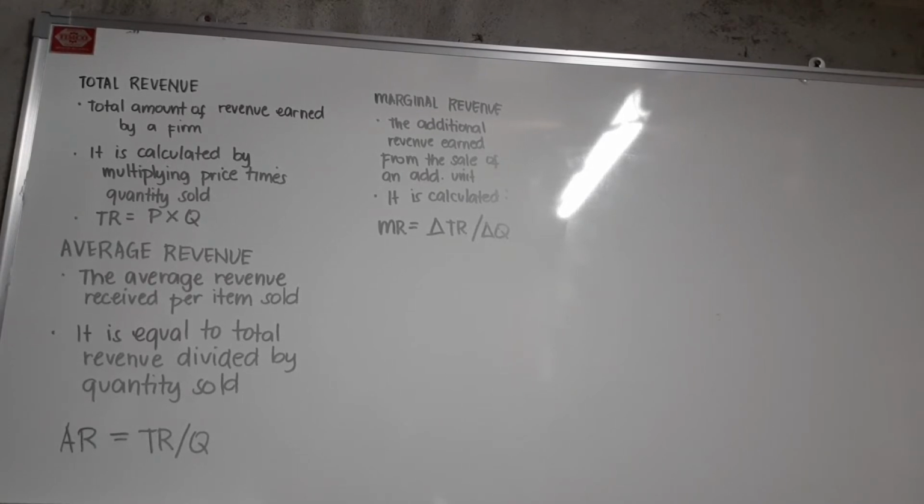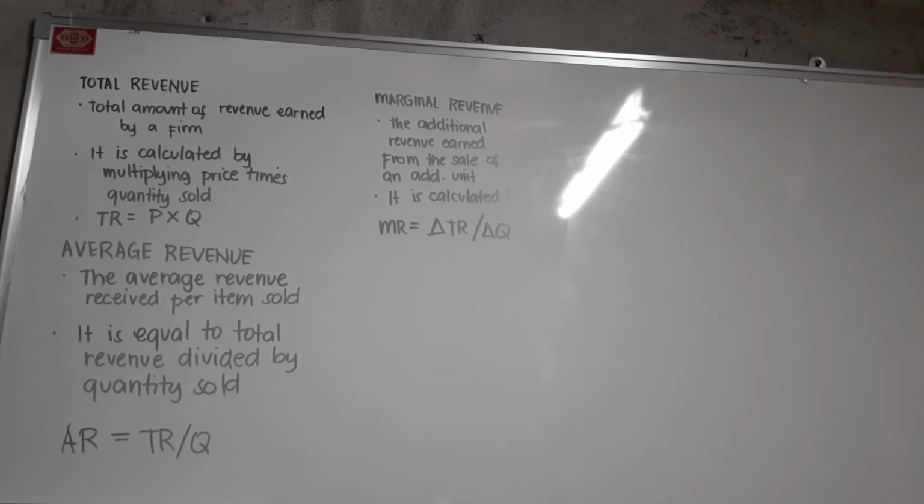Marginal revenue, the additional revenue earned from the sale of an additional unit. It is calculated, marginal revenue equals change in total revenue divided by change in quantity. So, mamaya magkakaroon tayo ng illustration para malaman ba natin kung ano nga ba yung marginal revenue na sinasabi dito, kasi mas madali natin maintindihan kapag may mga examples.